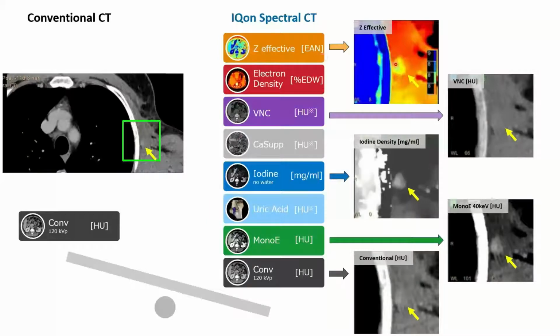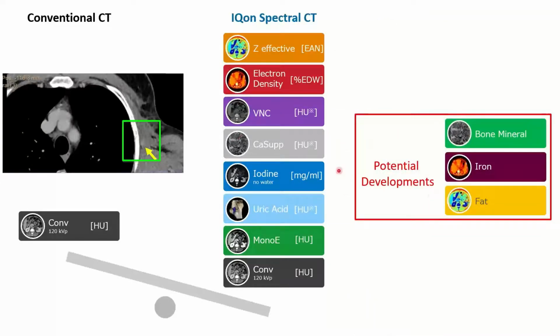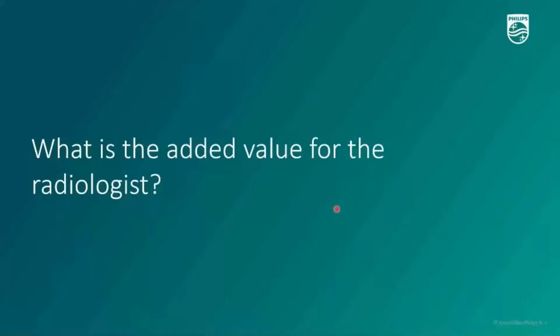The atomic number, the Z effective, we can also look at. If we're looking at iodine anyways, and that's what we're expecting, we might not need this, but maybe we're not really sure what's there, and in that case this can be quite helpful. Where we're going, and that's actually where most of my work in research is, is looking at the potential for new developments, new maps or new applications for the technologies. So things like, is it possible to have a calcium or bone mineral map, an iron map, fat, things like this. These are areas where I think it's quite exciting, especially in MSK. So I'll talk a little bit about that.